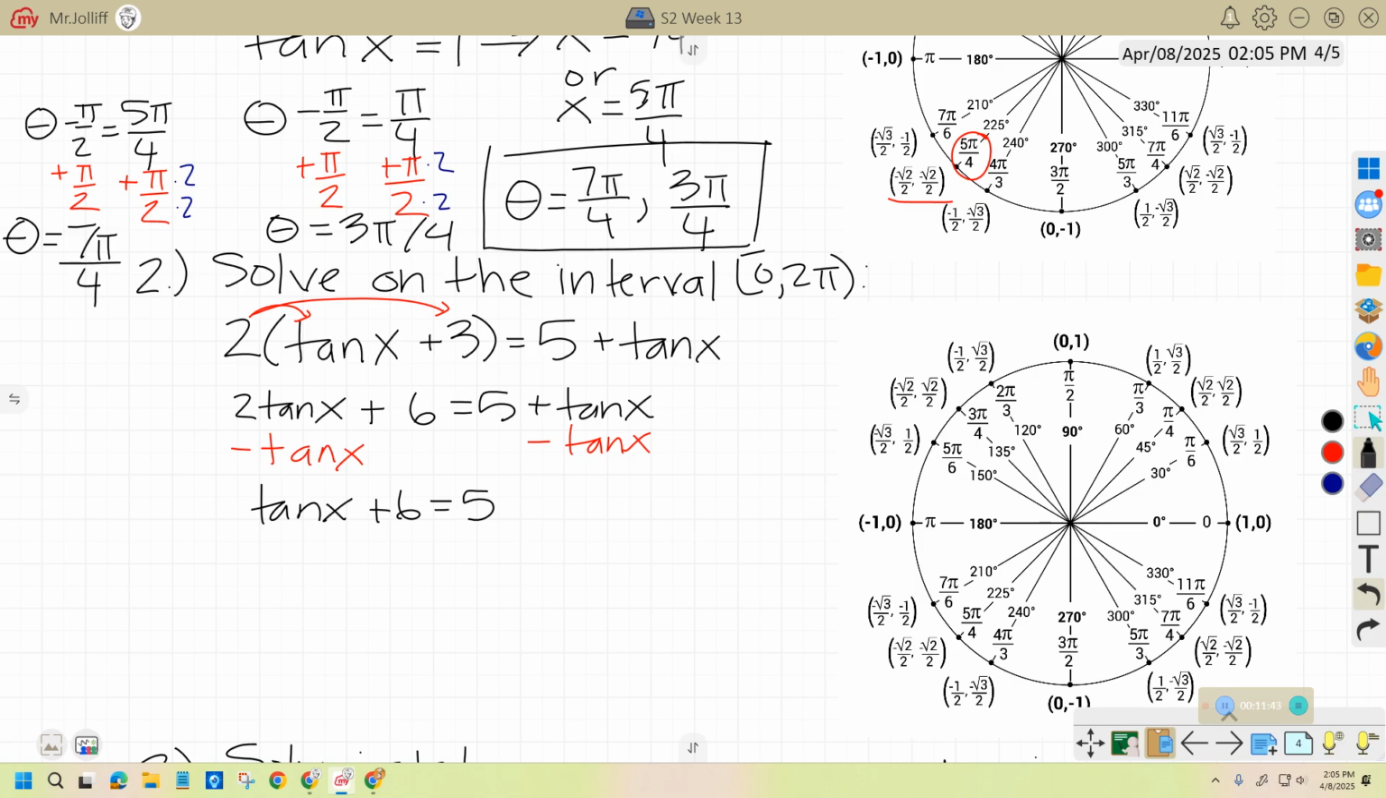Last step. Omar, what do I do last? Get the tan by itself. What am I subtracting? Focus on the side with a tangent. Perfect. Get those 6's to cancel. Tan x equals -1.